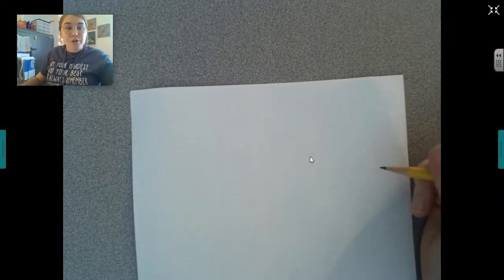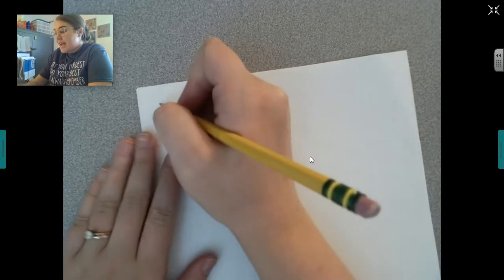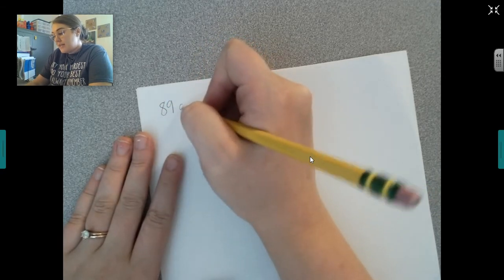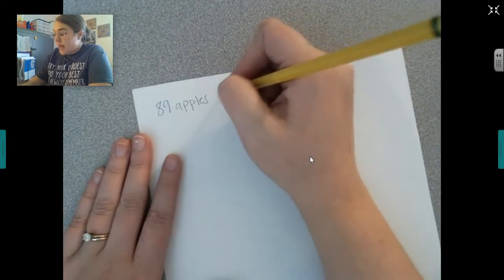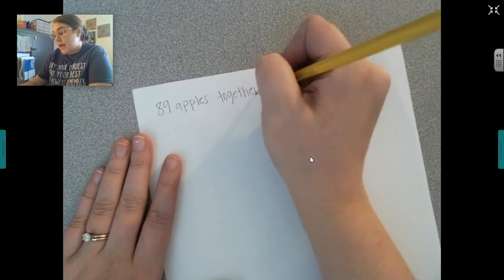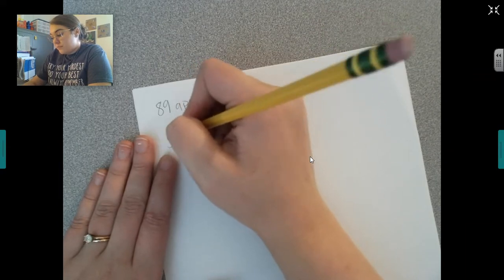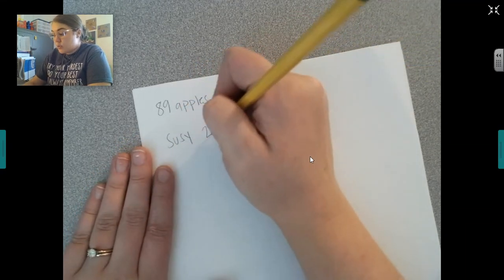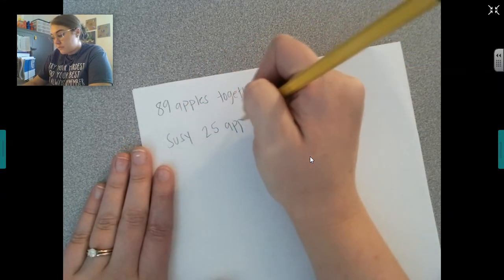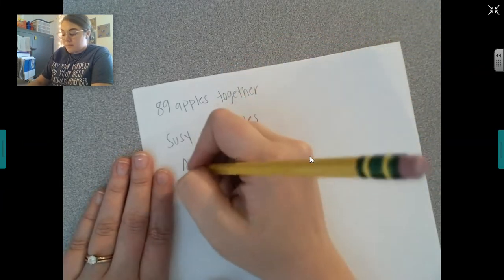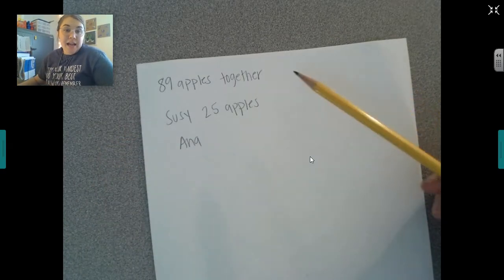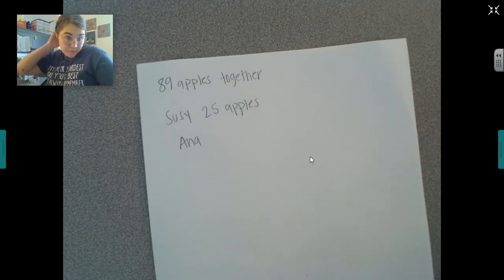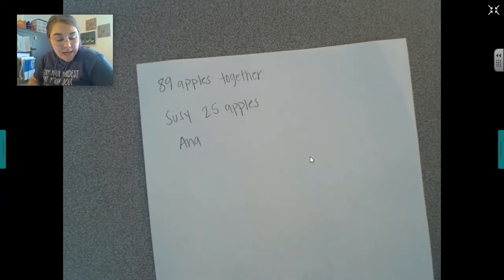So, let's say Susie and Anna have 89 apples together. If Susie has 25 apples, how many does Anna have? So, Susie and Anna have 89 apples together. If Susie has 25 apples, how many apples does Anna have?